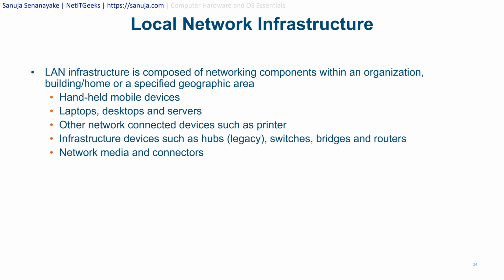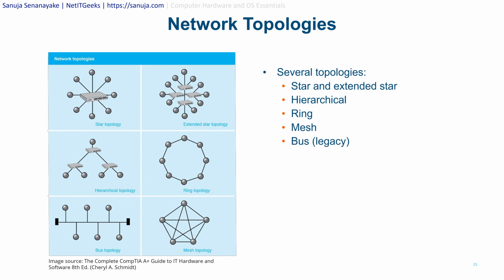The network media could be fiber optic cables, Cat5, Cat6 cables, those are network media. And all of those things interconnected with each other within your local area network are part of your local area network infrastructure, or LAN infrastructure. So let's look at some network topologies associated with both LAN and sometimes wide area networks as well. Those include things like star and extended star. Those look like these.